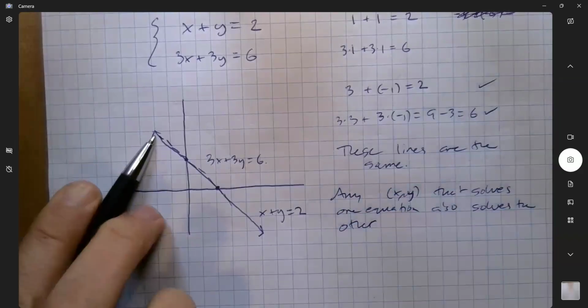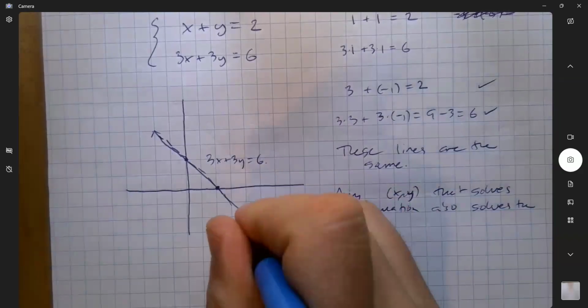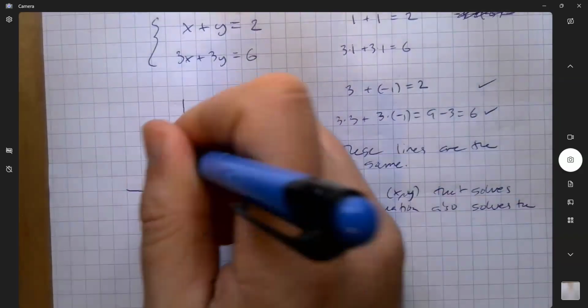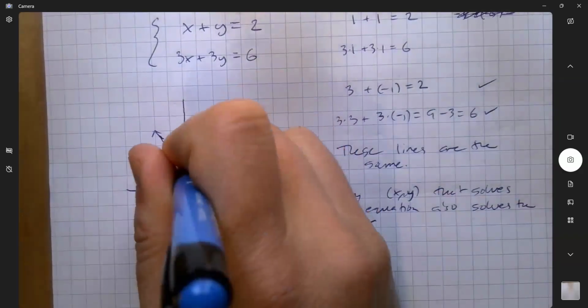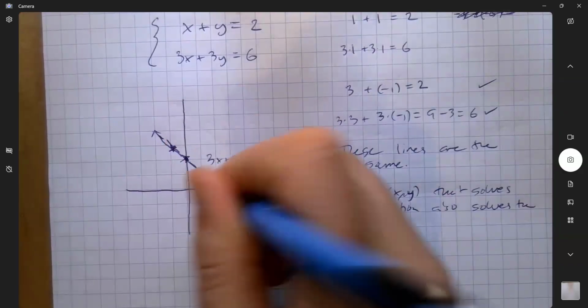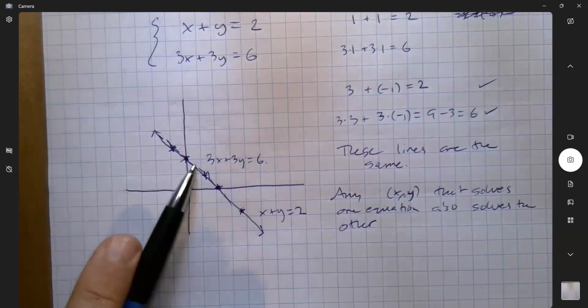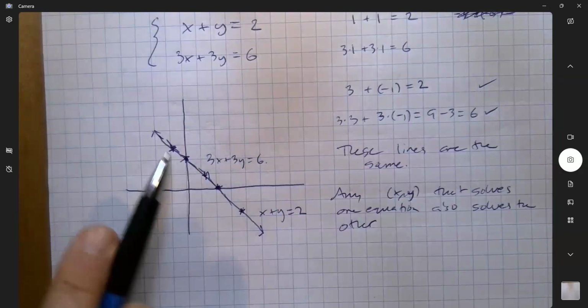And since it's a line, I have infinitely many xy pairs. There's an xy pair that solves. There's another one that solves. Here's another one that solves. The y-intercept and the x-intercepts both solve. I have infinitely many solutions to both of these equations.